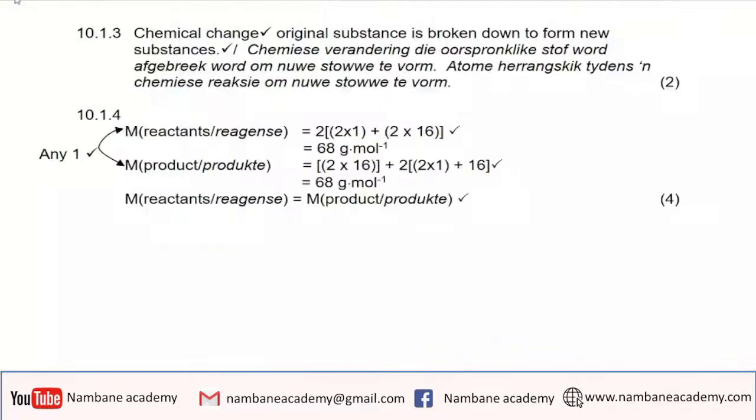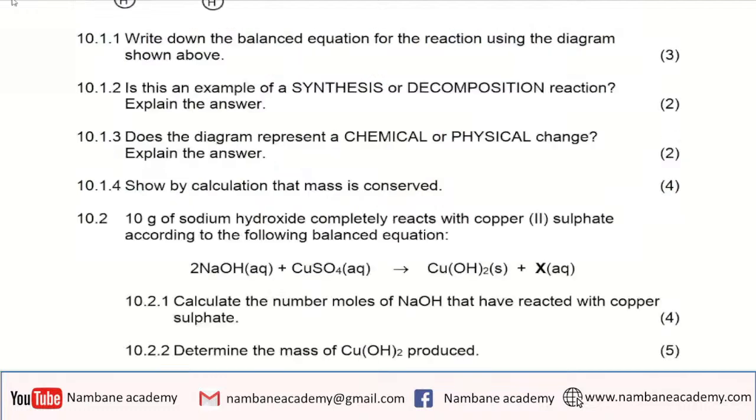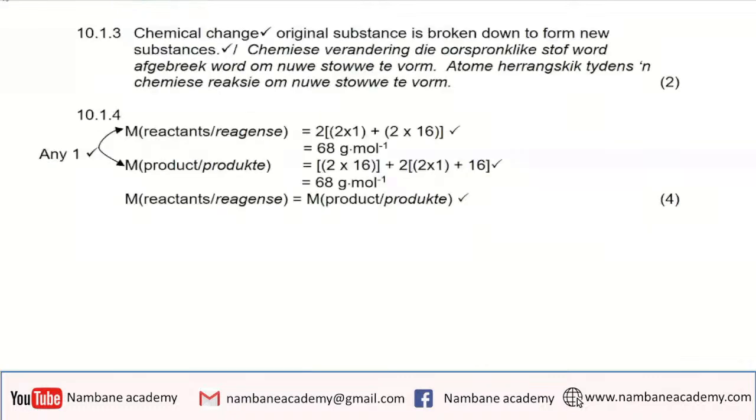Show by calculation that mass is conserved, for 4 marks. For that one, we have to calculate the mass of the reactants, which is going to be 2 multiplied by 2 for the hydrogens that are there, or the learners can put 4 multiplied by 1, and then 2 multiplied by 16, whatever form they have, and that is going to be 1 mark there. And then the other one is calculating the mass of the product. It is going to be 2 multiplied by 16 plus 2 times that plus 16. Then that also makes it 68 grams per mole.